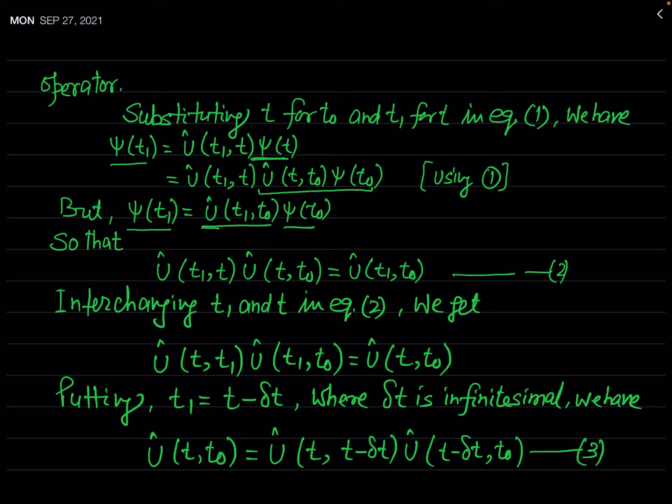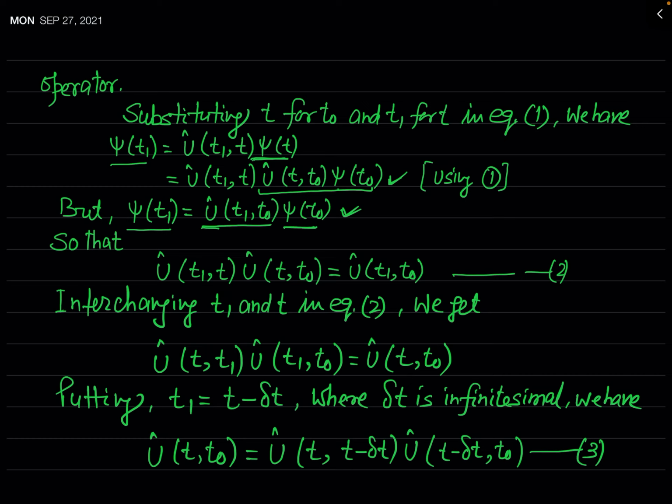So comparing these two results, you can see psi of t1 is defined here and psi of t1 is also defined here, and this psi of t naught is just common. So definitely this operator U hat(t1, t naught) must be equal to the product of the operators U hat(t1, t) and U hat(t, t naught). So comparing these two results, we can write U(t1, t) times U hat(t, t naught) equals U hat(t1, t naught). You can write it.